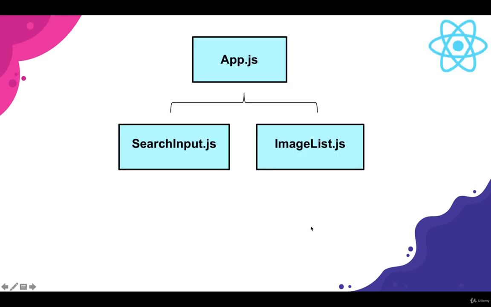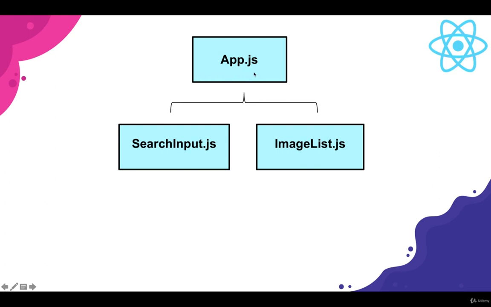We're going to make a search input component, and anytime that a user types something into there, the search input is going to handle that typing event. We'll also have a second component called the image list. And the image list will take a list of images and just render them out as a list on the screen.